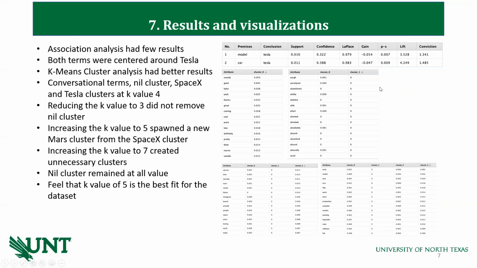The association analysis was a little underwhelming. It only had 2 matches, model and Tesla and car and Tesla. Nothing else came up. I don't think the association analysis was a great fit for the data in hindsight, but we'll talk a little bit more about that in just a bit.